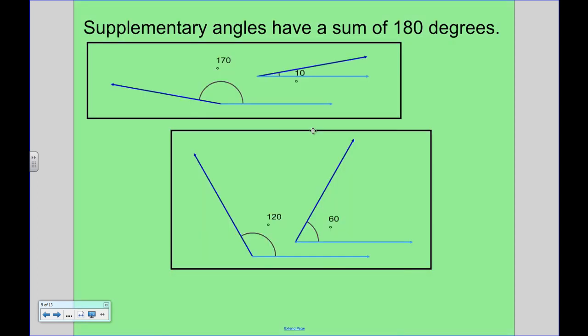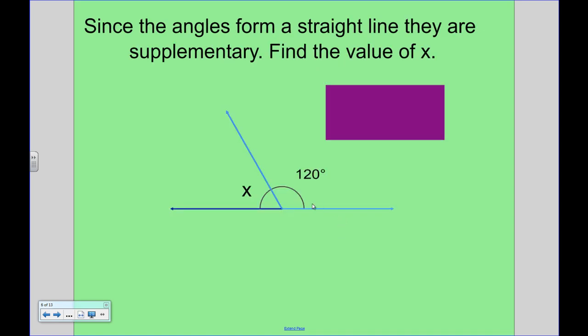Supplementary angles are two angles that add up to equal 180 degrees. So if these two angles are added together, 170 and 10, they would give me 180 degrees. Then down here, these two angles would also add up to equal 180 because 120 plus 60 equals 180. So these are all supplementary angles. So now we want to use that information to help us find some missing angles.